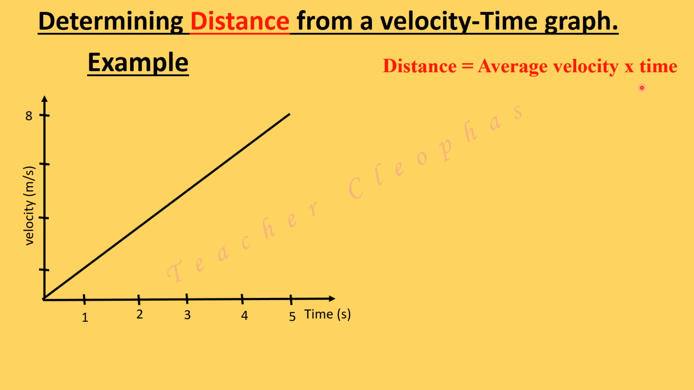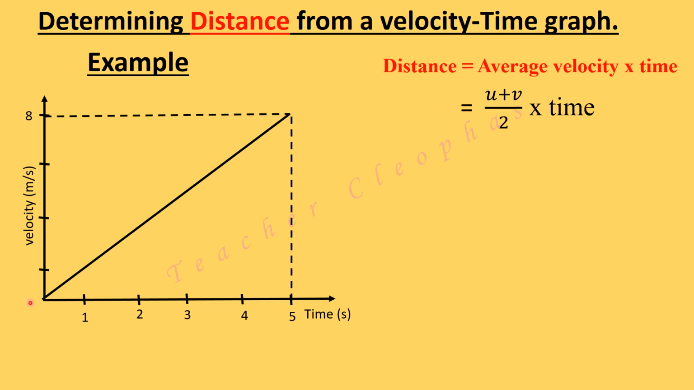For us to get the distance from this graph, we simply need to take the average velocity multiplied by time. Average velocity is the sum of the initial velocity u and the final velocity v divided by 2. Then we multiply by the time so that we get distance. So what is our initial velocity and what is our final velocity? Our final velocity is 8 and our initial velocity is 0. Then the time is 5.